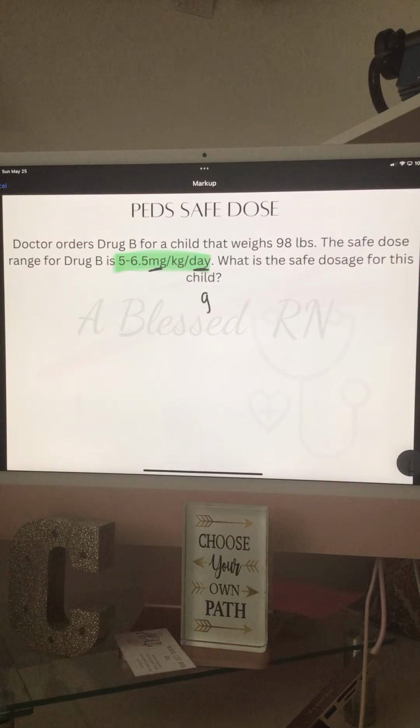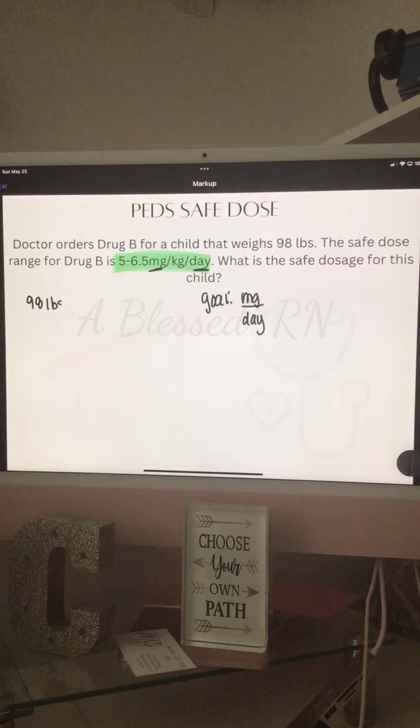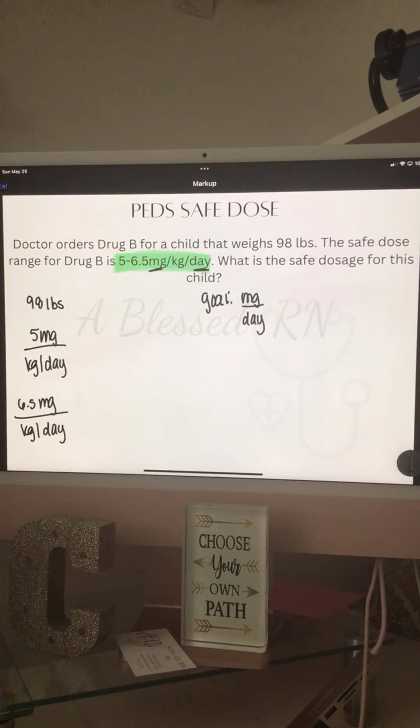All right. So our goal is milligrams per day. Our patient's weight is 98 pounds. So we've got 5 mgs per kg per day, which is the least that they can get. And then the most that they can get is 6 milligrams per kg per day. Okay. So you got to make 2 different equations.